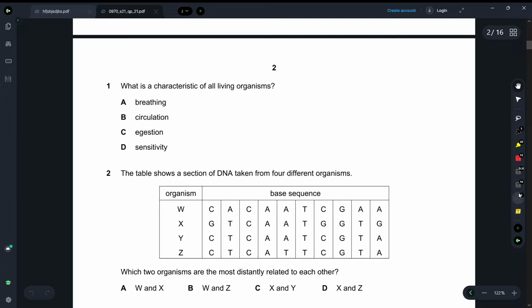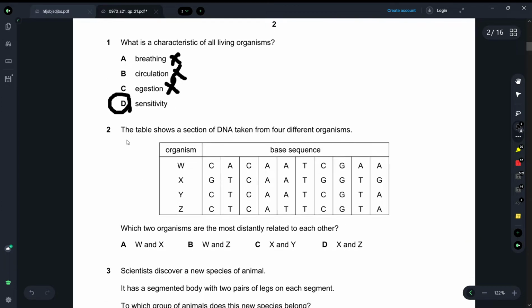Alright, so let's begin. Question one is: what is a characteristic of all living organisms? Breathing is not a characteristic, it's a thing we do. Circulation is not one. Digestion is a thing we do that occurs in the digestive system, but it's not a characteristic of a living organism. Sensitivity is one, so it's D for number one.